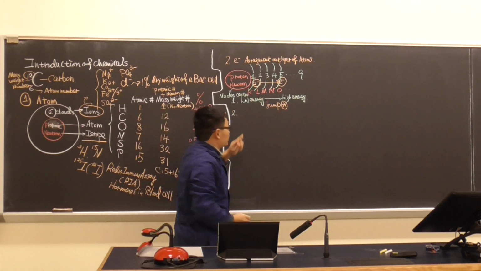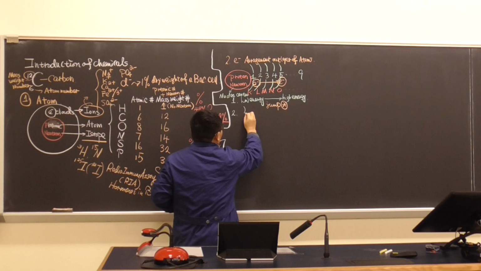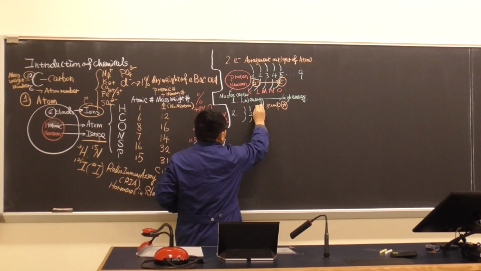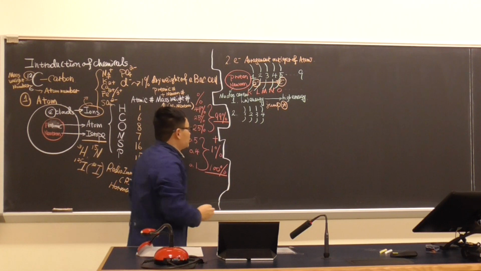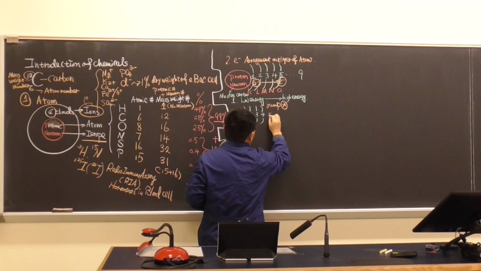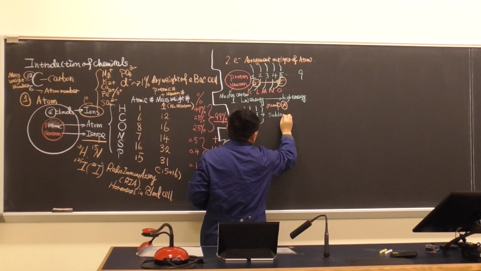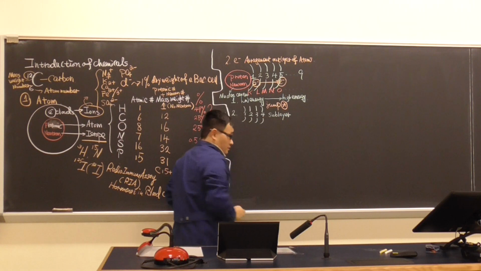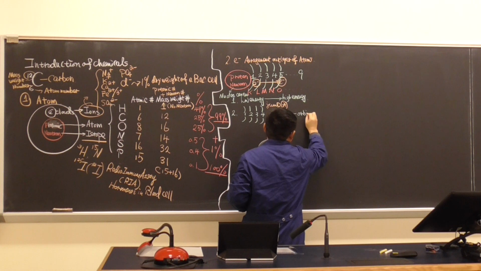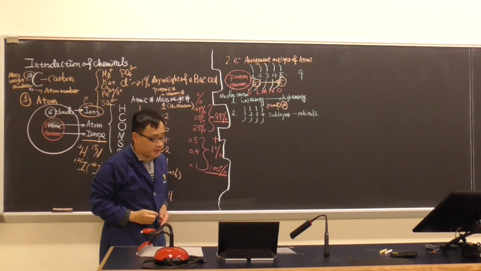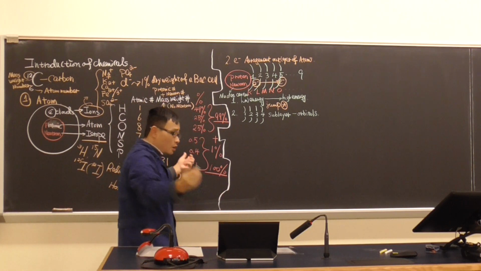Each of these layers, let's say number one, number two, number three, number four, I'll just give you some example. They will exist as sublayers, and those sublayers are composed of orbitals to hold on and be occupied by electrons. Now how do we determine that?